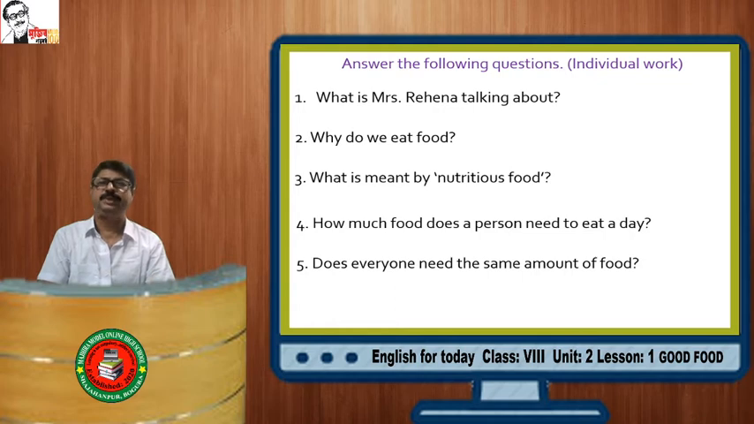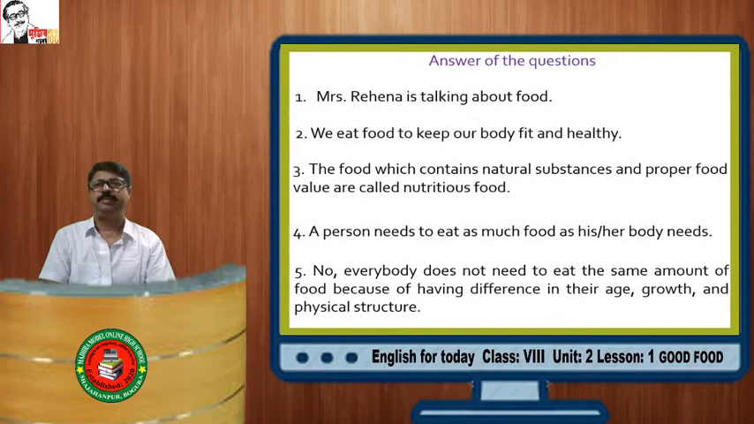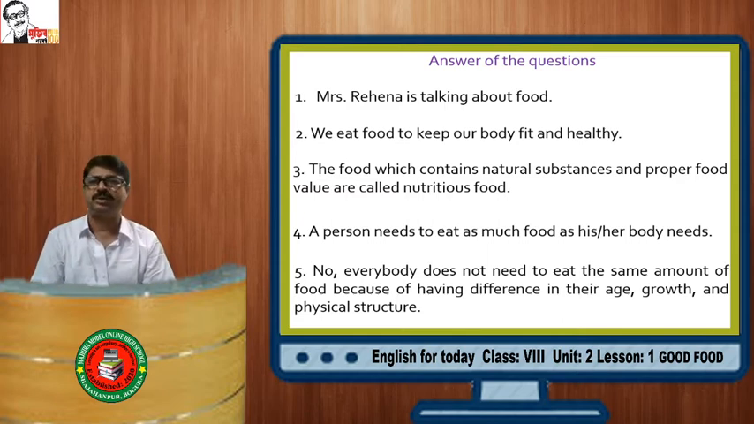I will help you to tell the correct answer. Look at the answer. Question number 1. The answer is Mrs. Rehana is talking about food. The answer of the question number 2 is we eat food to keep our body fit and healthy. Answer of the question number 3 is the food which contains natural substances and proper food value are called nutritious food.